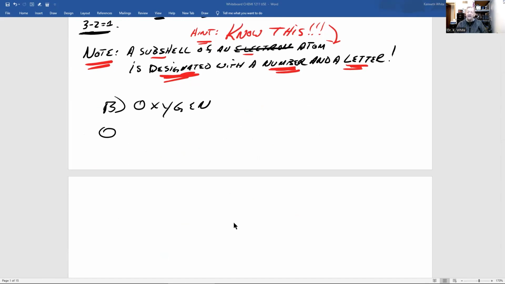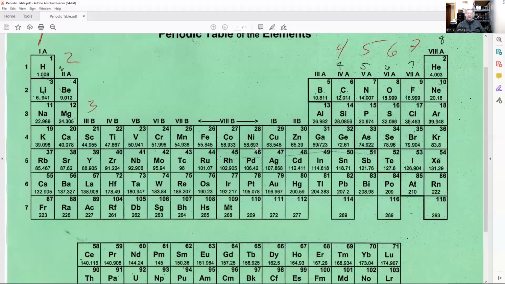Go to your friendly neighborhood periodic table. Oxygen, O, in column 6, look in the upper corner, has an atomic number of 8. The atomic number tells you how many electrons and protons. Well, we're only interested in the electrons, so oxygen has 8 electrons.